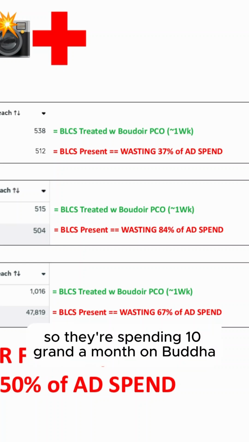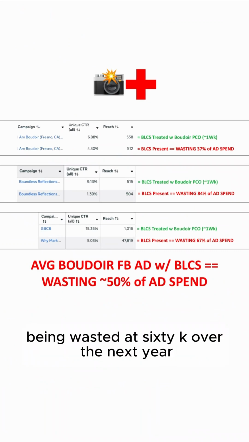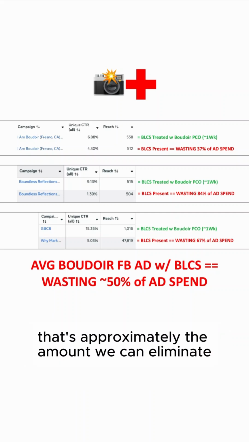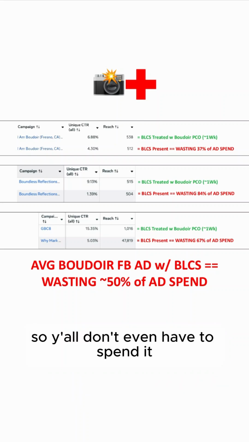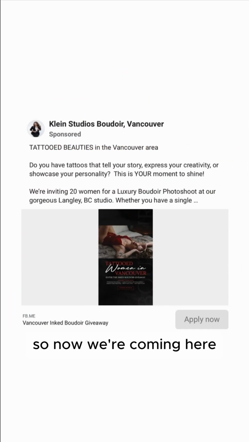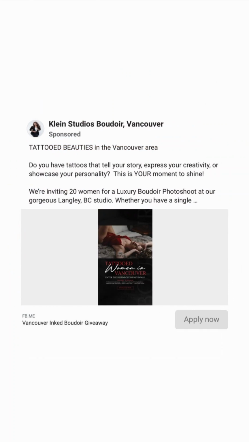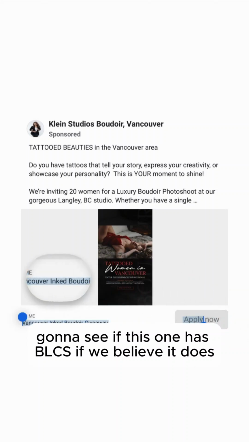So if they're spending 10 grand a month on Boudoir Facebook ads, this means approximately 5K every single month is being wasted. That's 60K over the next year. That's approximately the amount we can eliminate being wasted, put back in y'all's pockets, so y'all don't even have to spend it. Y'all can keep it. So now we're coming here. Gonna see if this one has BLCS or if we believe it does.